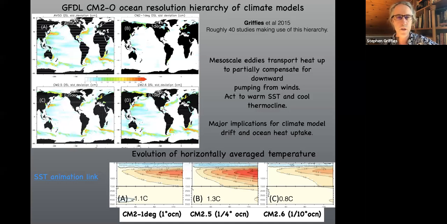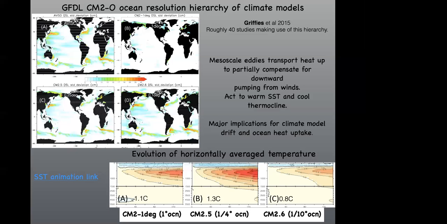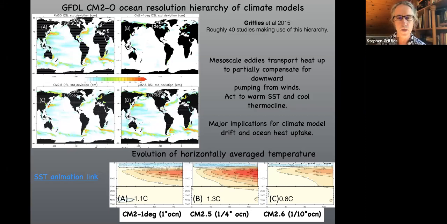On the top left figure, you see sea level variability, or standard deviation. The top right is the 1 degree, then the quarter degree is the lower left, and the 1/10 degree is the lower right. And you see as you go to finer resolution, you start to do better. This is not something new. People have been showing this for 15, 20 years now.